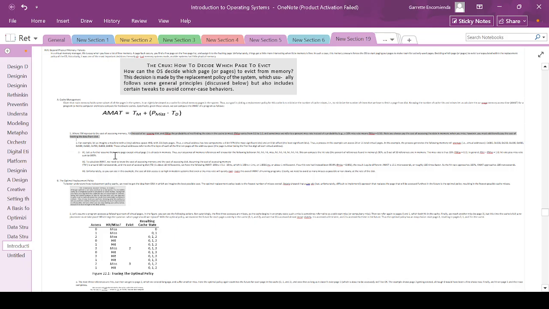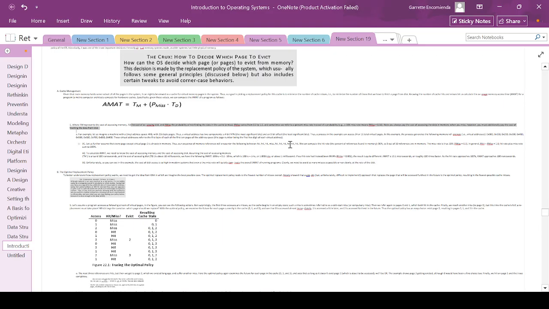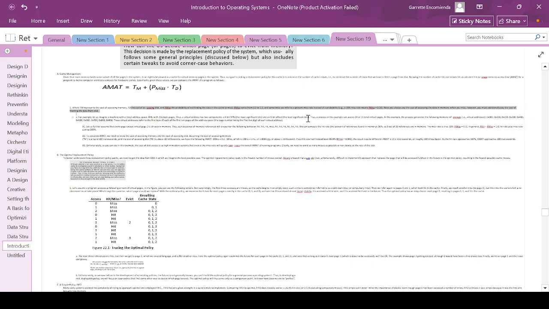So TM represents the cost of accessing memory. There's always a cost of accessing memory, but it's a greater cost to access the disk. PMISS is the probability of not finding the data in the cache. So how likely are you not to find the data you require in the cache? That slows down the system. PMISS varies from 0.0 to 1.0, and sometimes we refer to a percent miss rate instead of a probability. Like a 10% miss rate means PMISS equals 0.10.